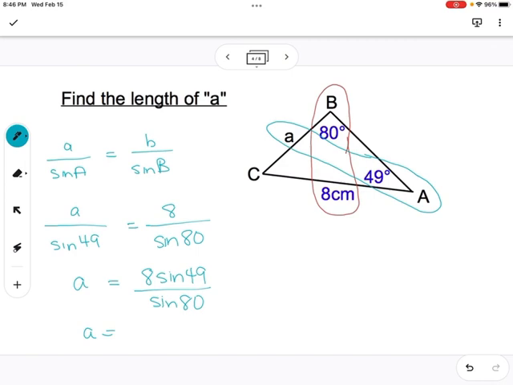Okay, so all of this can go in your calculator. I am putting 49 sine times 8 equals divided by 80 sine and equals again. And I get 6.13 centimeters as side A.